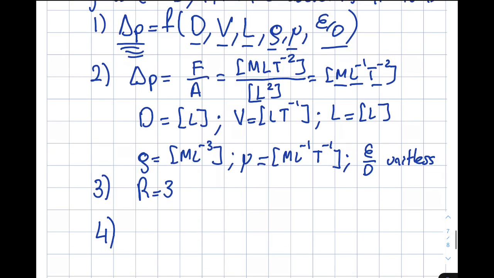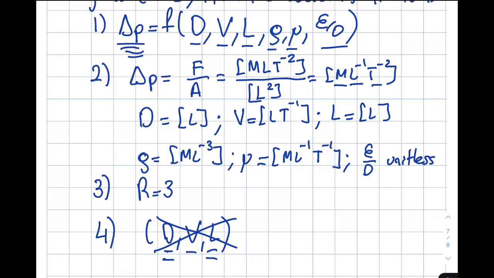Let me select a few and I will go over them. Let's select the first 3 on the right-hand side, and see whether this is a good selection. Remember I had 2 caveats to be careful about. First, in a combination of these D, V, L, all M, L, and T must be represented. I have D, which is L, V, which is L T minus 1, and L is L. Do you see the issue? I don't have mass represented in these repeating variables. That's not good. The second rule also says that I cannot repeat the same dimension within my repeating variables, and D and L have the same dimensions. That sounds like a problem to me. So this is not a good selection at all.